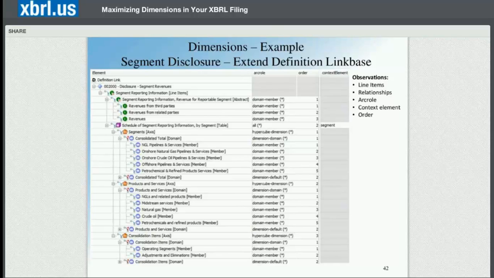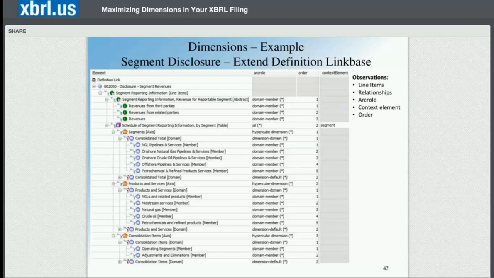This is the definition link base. Remember that we said the presentation link base has one relationship, parent-child. The calculation link base, one relationship, summation item. And the definition link base has all the other special relationships that exist, including all the relationships for items that appear in a table. Here's our definition link base.